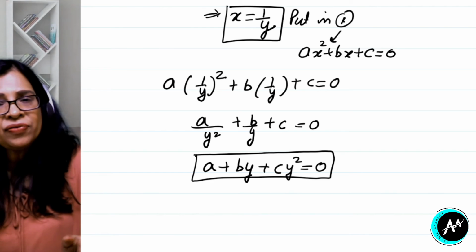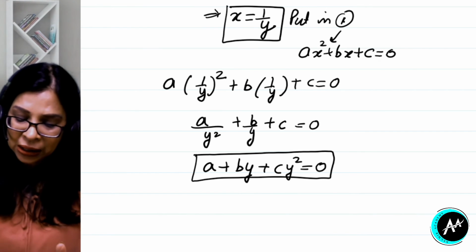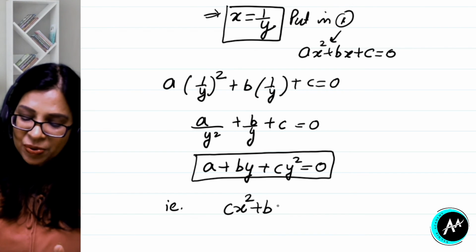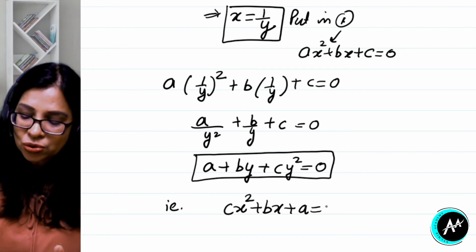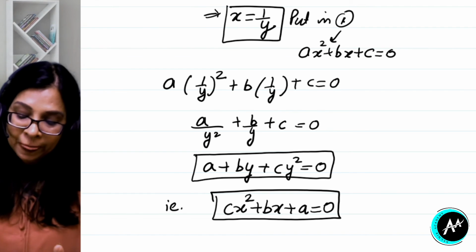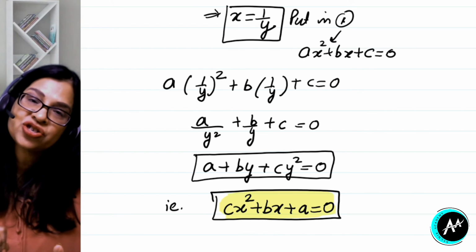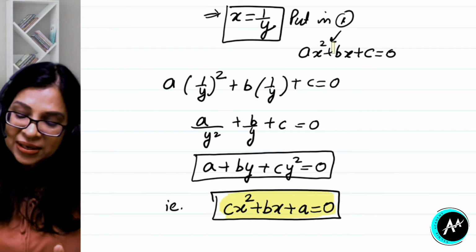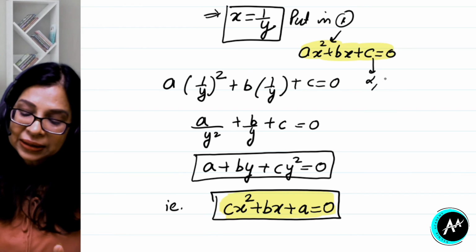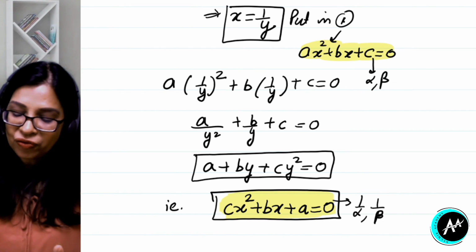Again, remember we said whether we write the equation in terms of y or x is one and the same thing. So this can be written as cx square plus bx plus a equal to 0. So this is the new equation, whose roots are going to be the reciprocal of roots of the original equation. If this equation had roots alpha and beta, then this is the equation which will have roots 1 by alpha and 1 by beta.